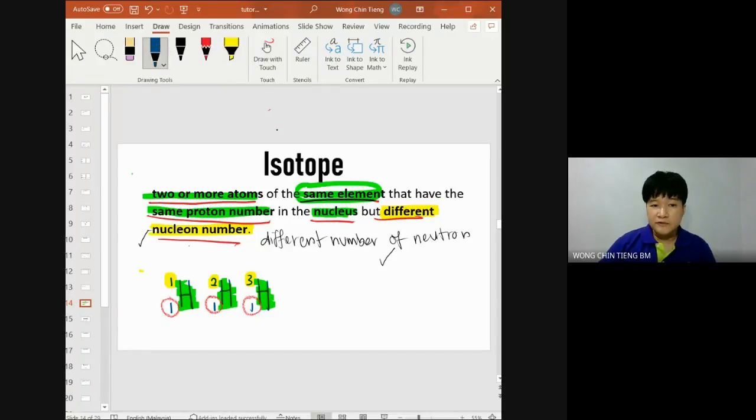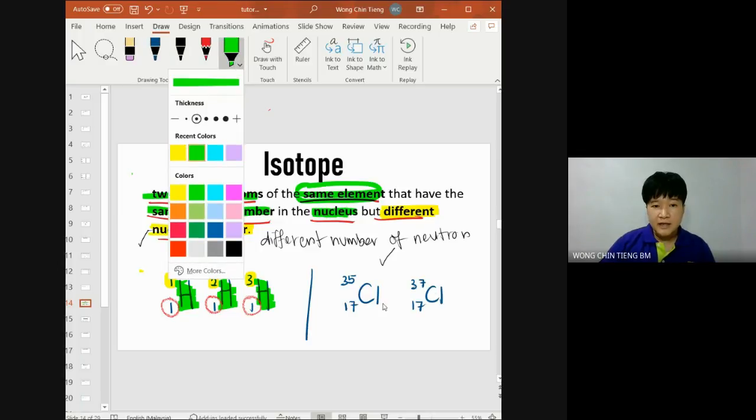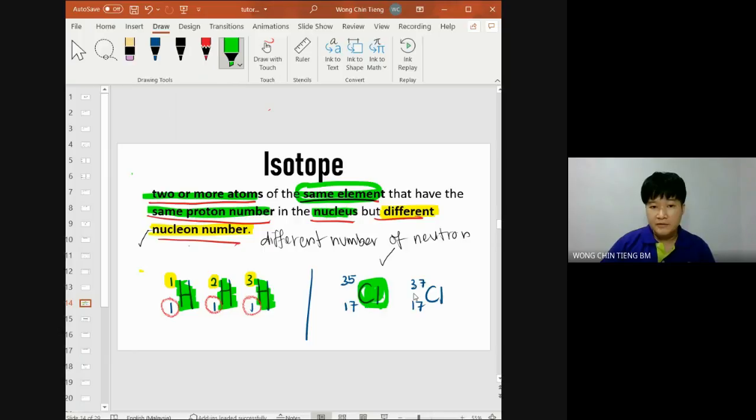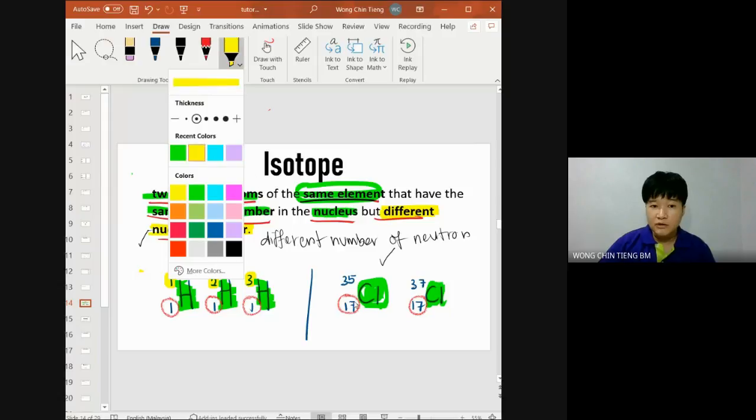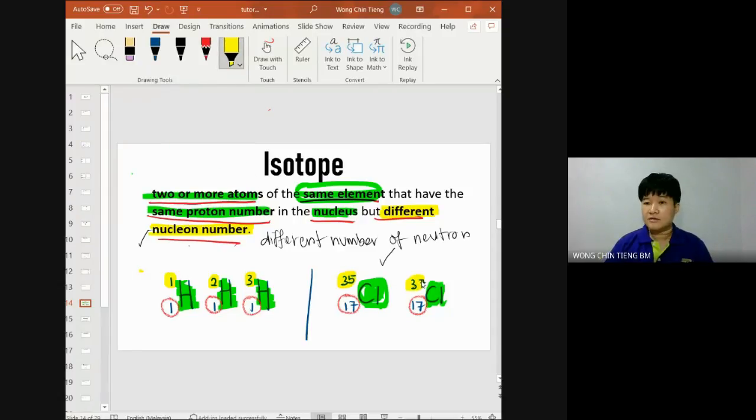Another example that I would love to use, all right, you see me keep using this, is your chlorine. Chlorine has two types of isotope, chlorine 35, chlorine 37. All right, so you can see from there they are the same element. Chlorine, same element, must be from the same element. And for the chlorine over here, we only have two types of isotope. And your chlorine also has the same proton number, 17. Okay, but the nucleon number is different. The nucleon number is 35 and 37.